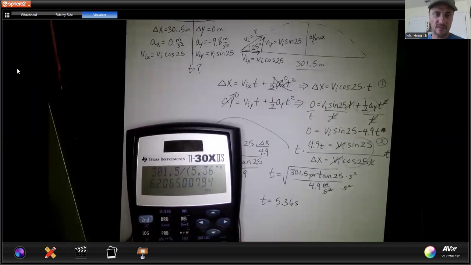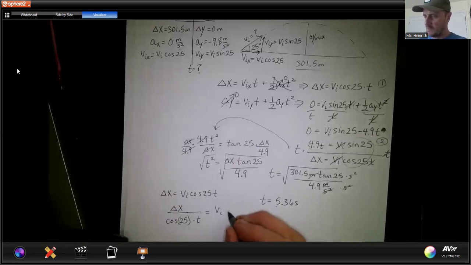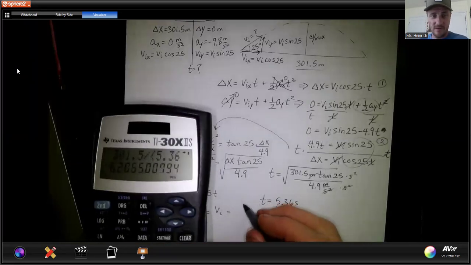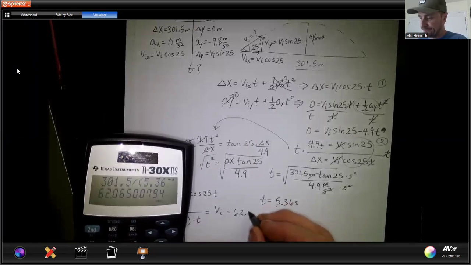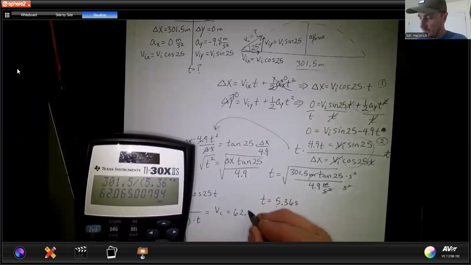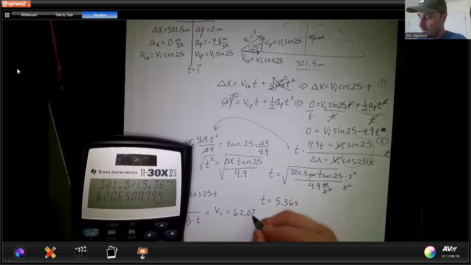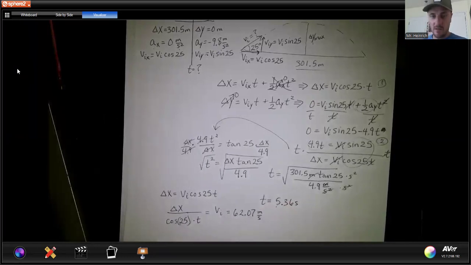And look at that. We have 62.07. You might say, just call it 62. Okay. I don't really push significant figures in physics as much as I do in chemistry. So here we go. We've got our VI.